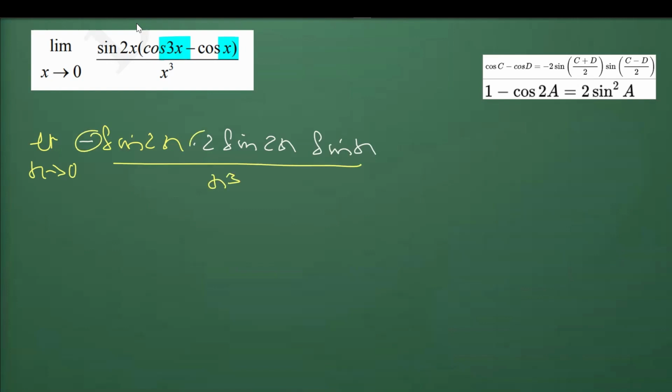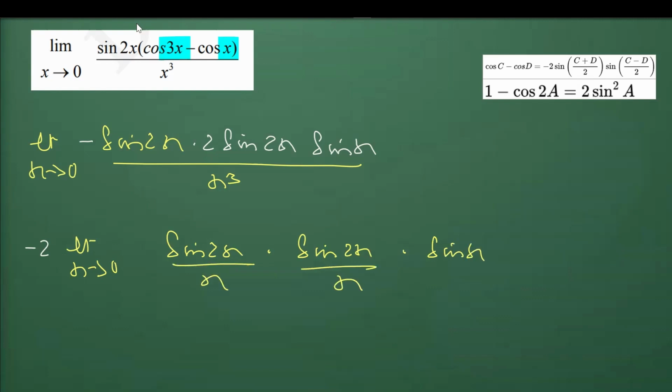Now this minus 2, I can write outside the limit. So I should write minus 2 outside the limit. So this is minus 2 written and then limit x tending to 0. This is sine 2x and then sine 2x again. I'm not multiplying them. And this is sine x. So we have x cube. I can write each x in the denominators of each of these. So now you can see that we need a 2 over here. So I'll multiply and divide it by 2. I'll multiply and divide it by 2.